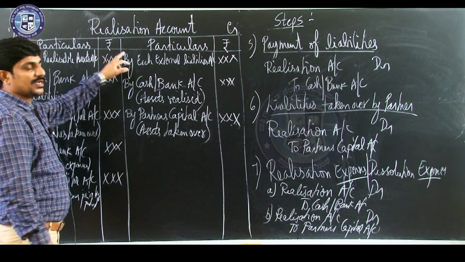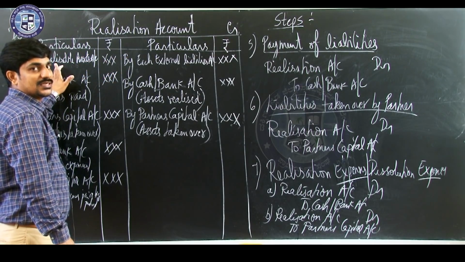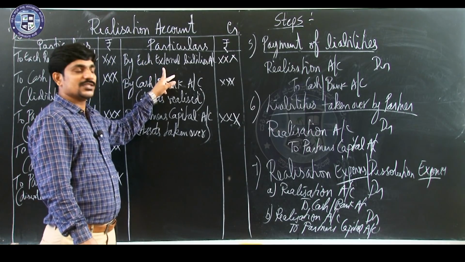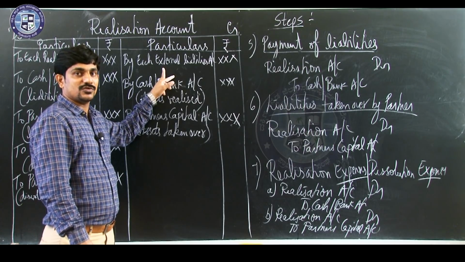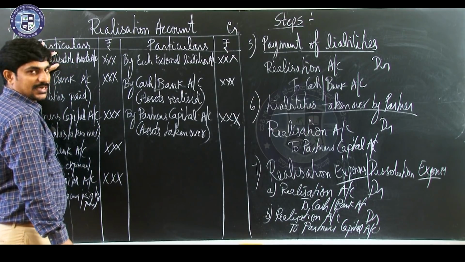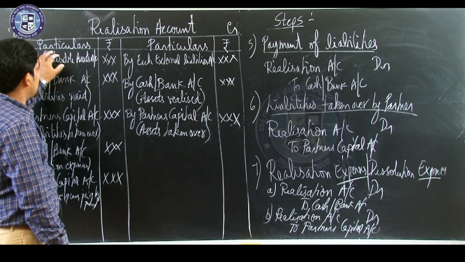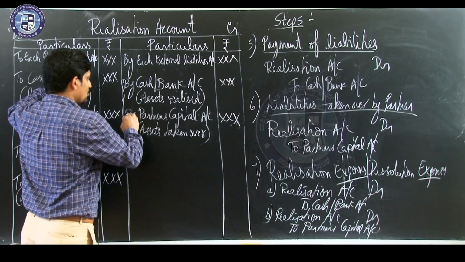Why do you have to transfer assets and liabilities? Assets are transferred in order to see how many assets the firm can sell. Why transfer the external liability? To see how much money they need to pay to the outsiders. Now, first you need to settle the assets. You have listed out all the realizable assets. Those assets you can adjust in two ways.